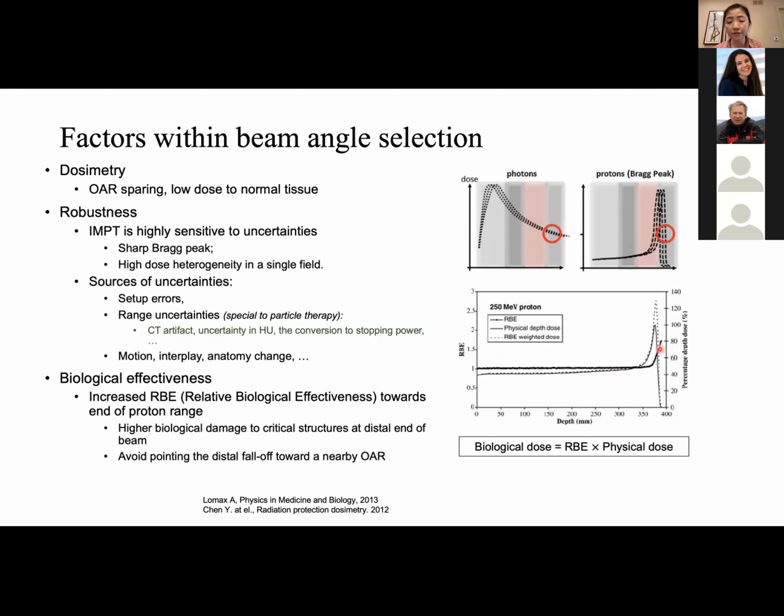What's the effect and why is it a concern? If there's an OAR sitting right at the distal end of this beam, from the physical dose side we may see a very nice low physical dose, but that may not be true. There may actually be higher biological damage to the critical structure. So that's one thing we want to avoid. And in clinical practice, it's always recommended to avoid pointing the distal edge directly at a nearby OAR.